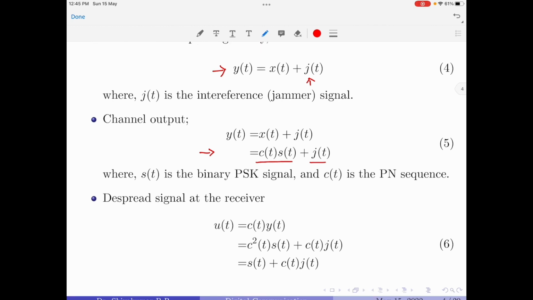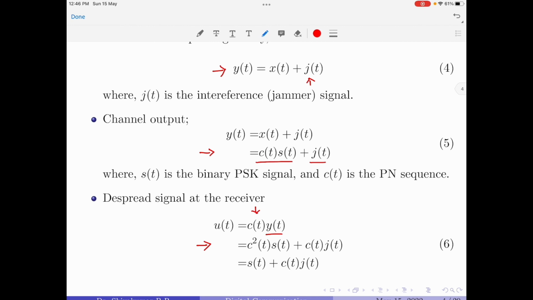This signal, that is y of t, is then fed to the de-spreading system that once again multiplies y of t with the locally generated PN sequence. I will substitute equation 5 RHS in place of y of t here, and multiplying the same we get u of t as c square of t into s of t plus c of t into j of t.